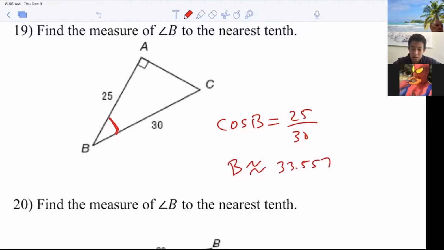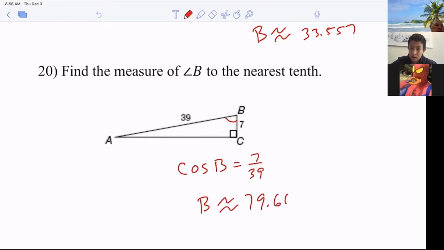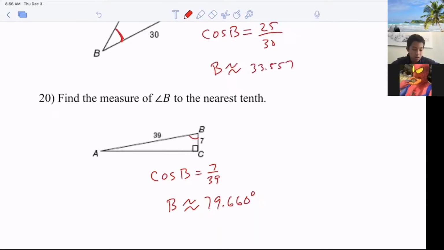Thank you very much. All right, same principle here. We are looking for angle B. So again, cosine of B is equal to 7 over 39. So B was roughly 79.660, somebody said. All right. Happy days. Good job.